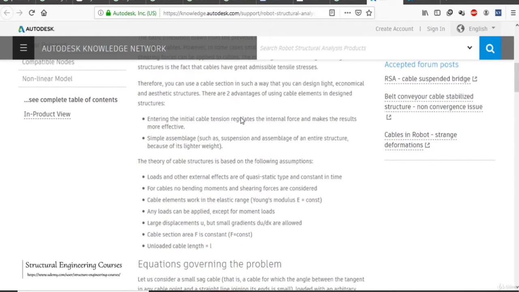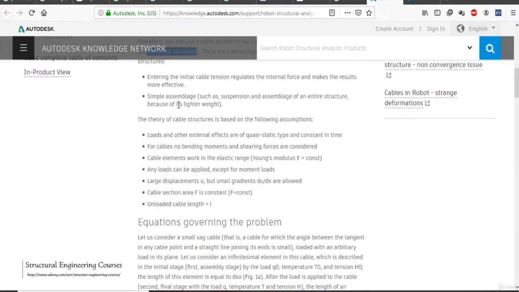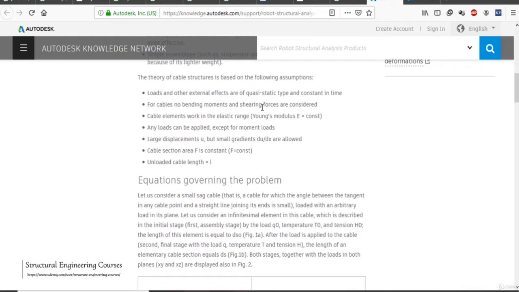Therefore you can design a cable section in such a way that you can design light, economical and aesthetic structures. The prime example of cable structures is the cable suspension bridge. There are two advantages of using cable elements in structures. Number one is that entering the initial cable tension regulates the internal force and makes the result much more effective. Second is the simple assembly, such as the suspension and assemblage of an entire structure, because of its lighter weight. Now the theory part.